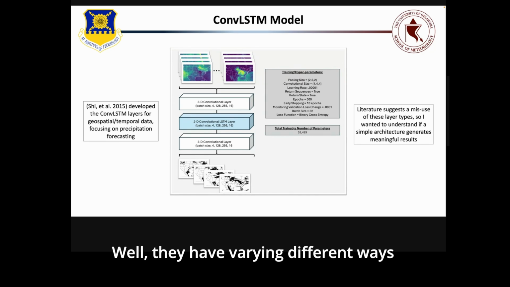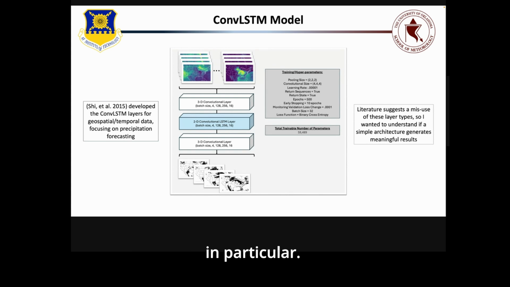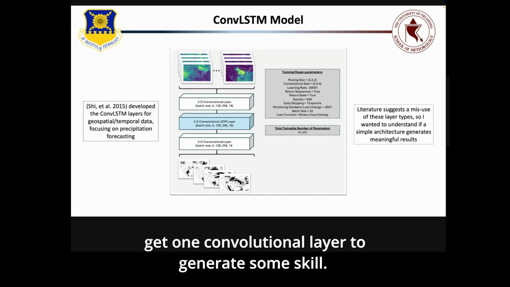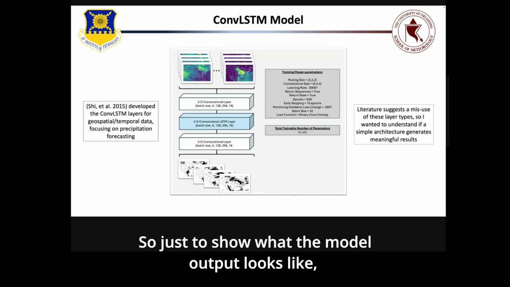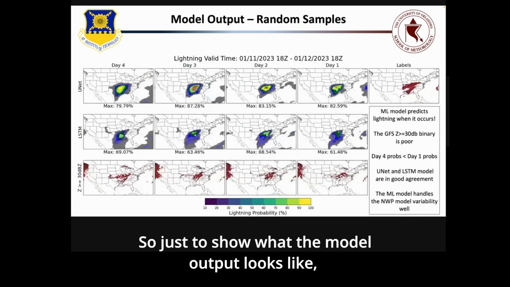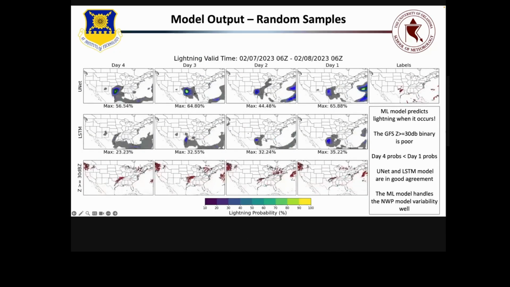Well, they have varying different ways of using this type of architecture, the LSTM in particular. And so I wanted to see if I could just get one convolutional layer to generate some skill. So just kind of show what the model output looks like over about a year.